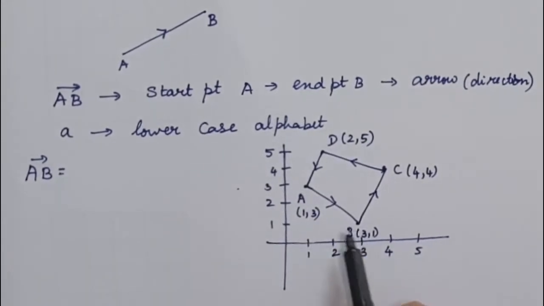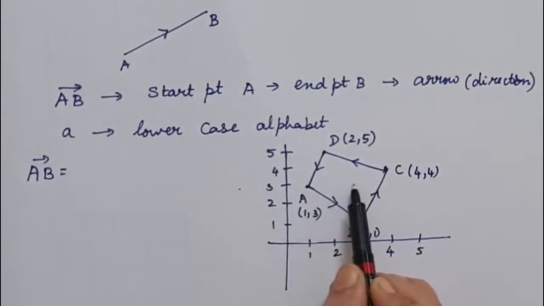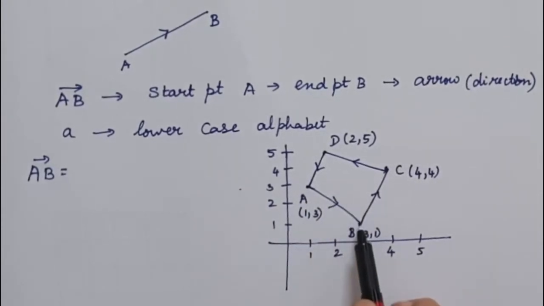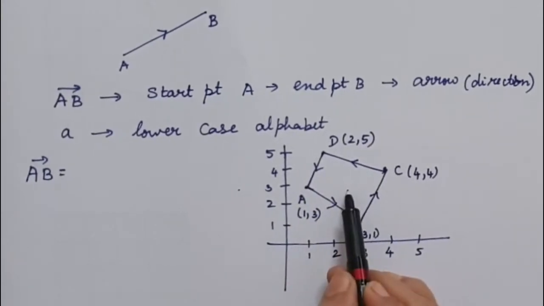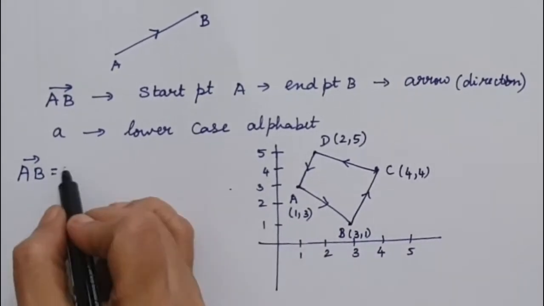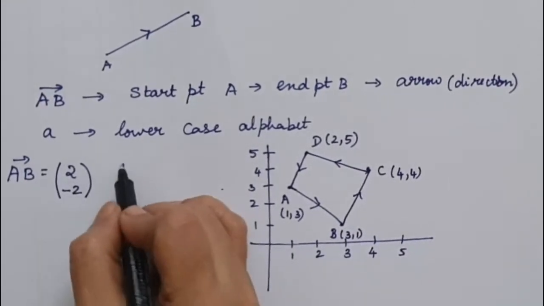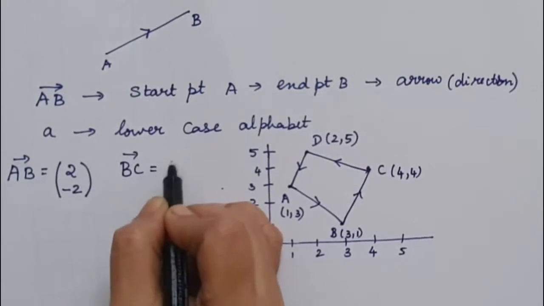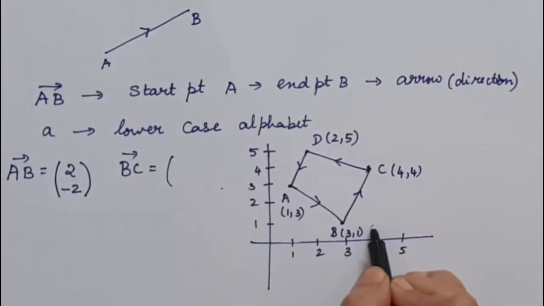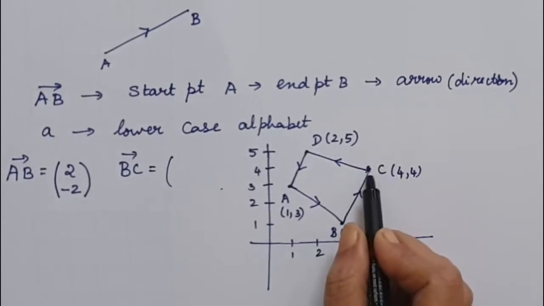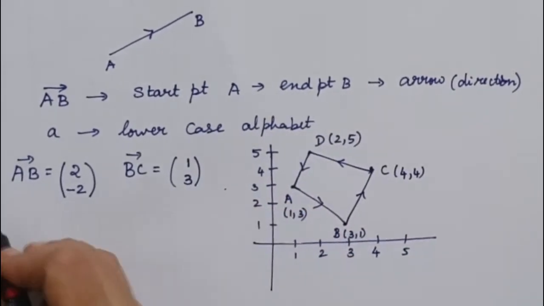Now AB, when you take from 1, we are moving to 3. That is 2 blocks we are moving to the right. And in the Y direction, we are coming down by 2 blocks. 2 blocks to the right and 2 blocks down. So we write it as (2, -2). Then suppose you need to write the vector BC from B to C. So it is 1 block to the right and 3 blocks up. So it will be (1, 3).